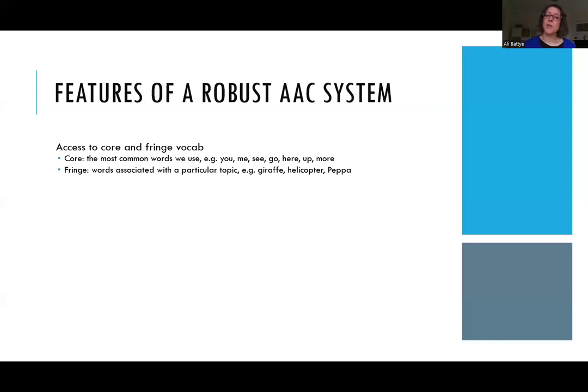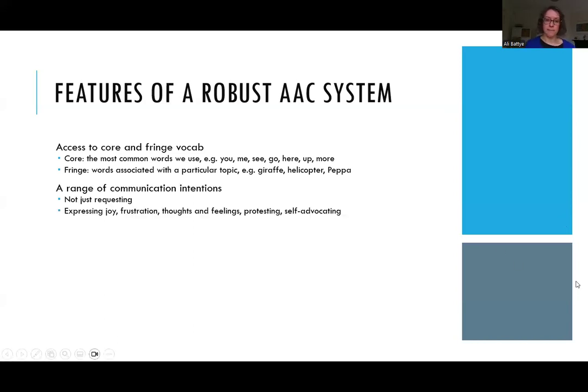And then we've got fringe words as well. So they are the more specialised words associated with a particular topic. So things like giraffe, helicopter, pepper. So it might be that your child has really detailed knowledge of certain areas. So say it is dinosaurs, or Thomas trains, or Peppa Pig characters. They would be fringe words. And we want to incorporate those into their AAC system.